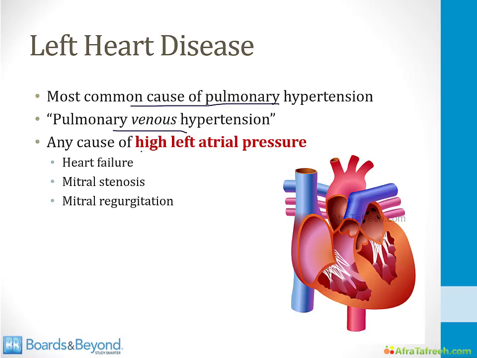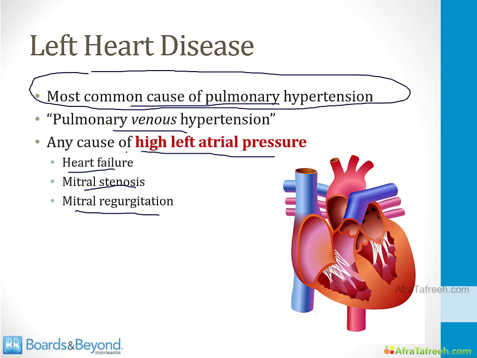It's always related to high left atrial pressure, and you can get this from heart failure, you could get this from mitral stenosis, you could get it from mitral regurgitation. Any valvular condition or heart failure condition that raises the pressure in the left atrium is going to lead to pulmonary hypertension, and that's the most common reason that patients develop pulmonary hypertension.